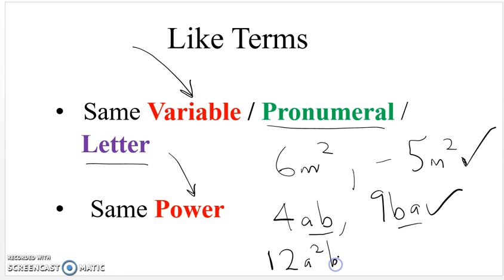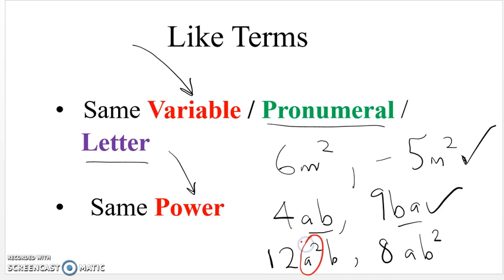If I have 12a squared b and 8ab squared, it looks like we have the same letters because we have a and b in both terms, but in this term the a is being squared, and in this term the b is being squared, and that is not, these are not like terms.